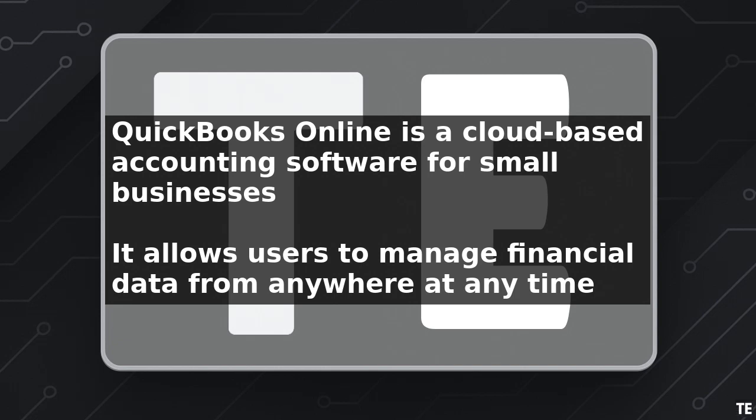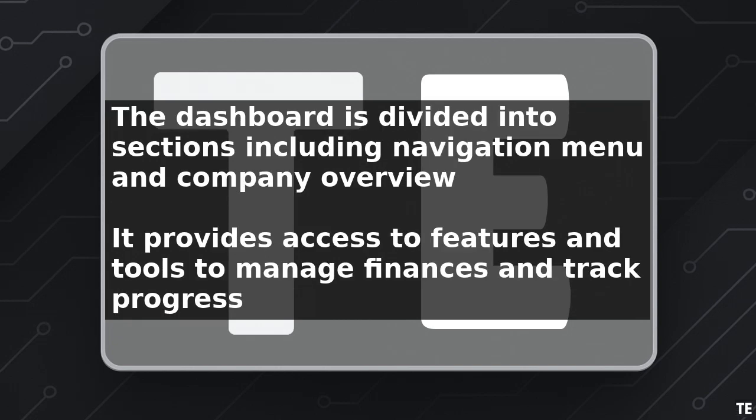The dashboard is divided into several sections, including the navigation menu, the company overview, and the activity feed. To set up your company, click on the settings icon and select company settings. Here, you can enter your company information, such as your business name, address, and tax ID number. You can also set up your accounting preferences, including your fiscal year, accounting method, and currency.